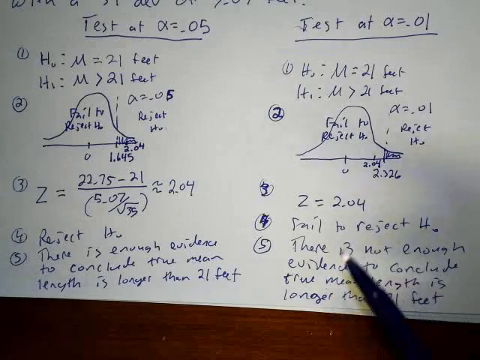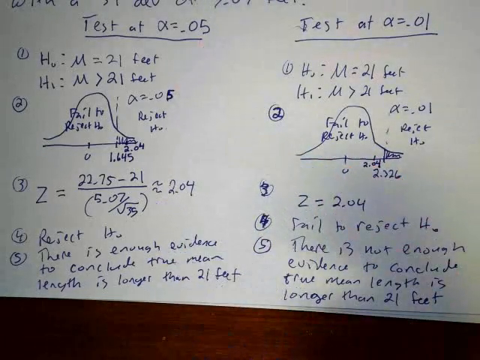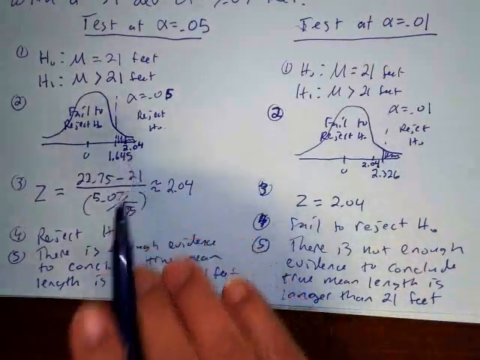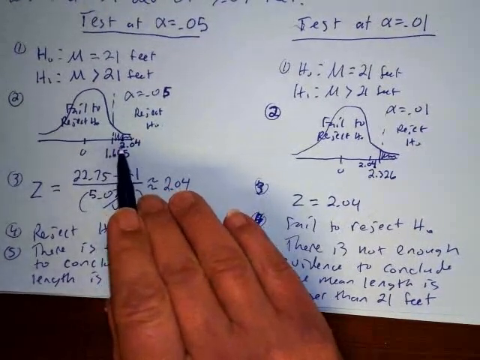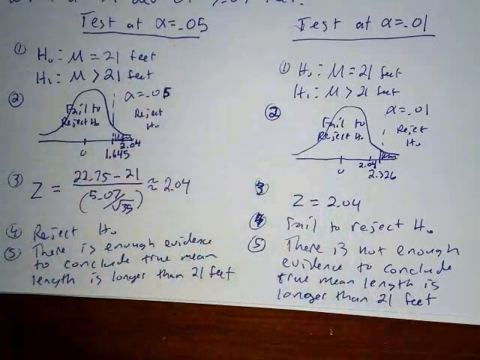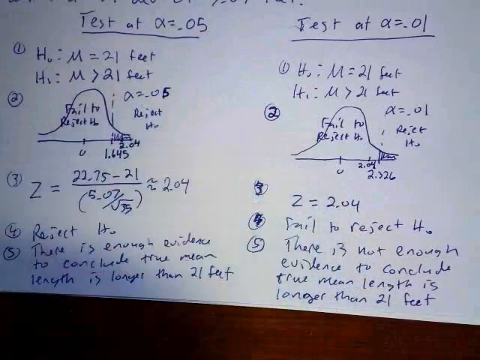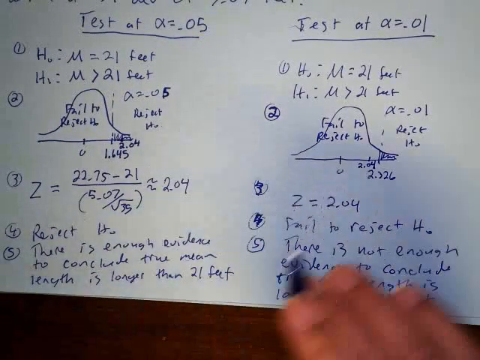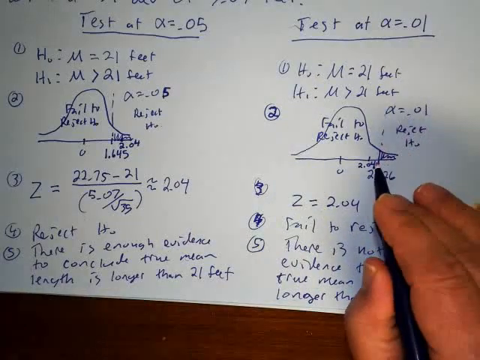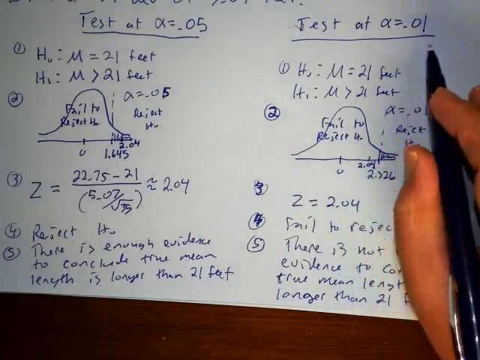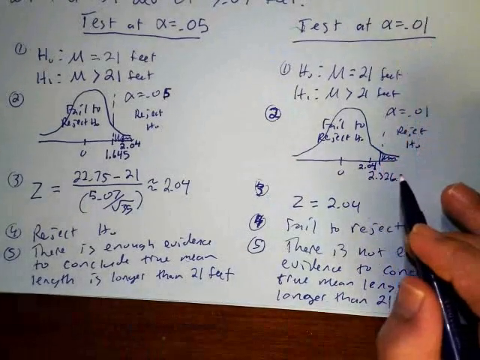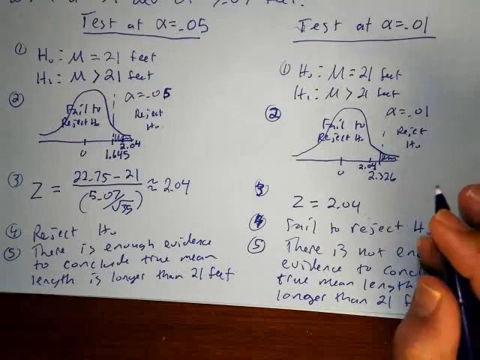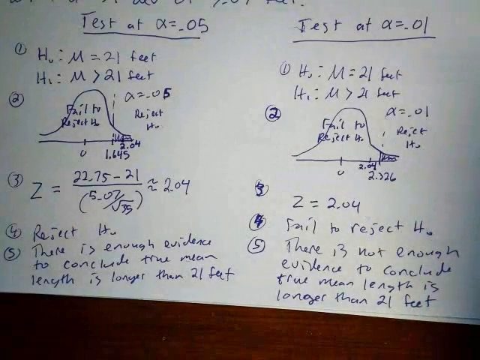So in this case, there's not enough evidence to conclude the true mean length of sharks is longer than 21 feet. So if you remember I said that alpha was the probability of committing a type 1 error. So the type 1 error is actually rejecting H0 when H0 is true. So this doesn't require as much evidence to reject H0. And so I have a higher chance. There's a 5% chance of rejecting H0 when H0 is true. Here there's only a 1% chance. So I've increased the amount of evidence, making it harder to reject H0, and therefore the probability of rejecting H0 is going to be lower. Okay? So the type 1 error is rejecting H0 when it's true.